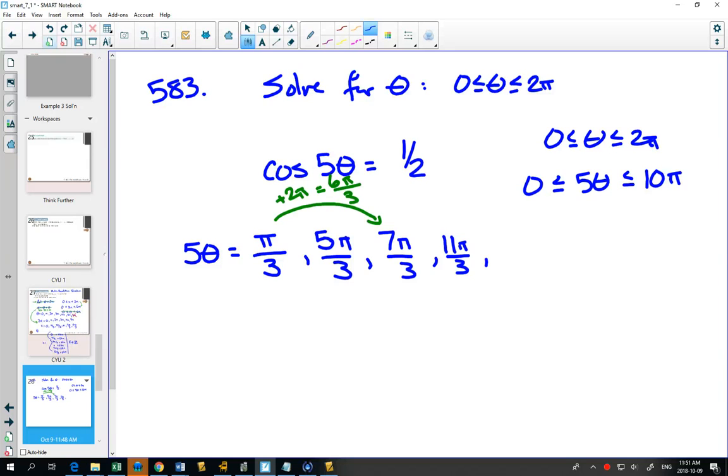Third time around, if I add 6 pi over 3 to 7 pi over 3, I will get 13 pi over 3 and 17 pi over 3. Third time around. Oh, I'm running out of room. Fourth time around, 19 pi over 3 and 23 pi over 3. And fifth time around, 25 pi over 3. Who chose 5? And 29 pi over 3.